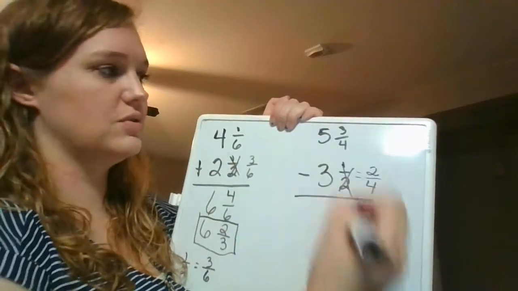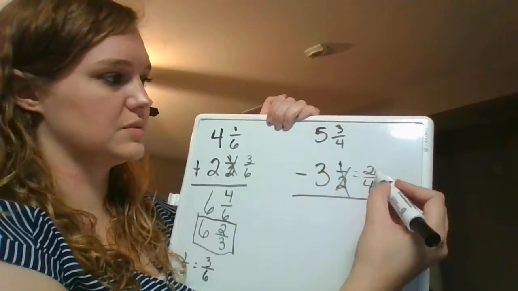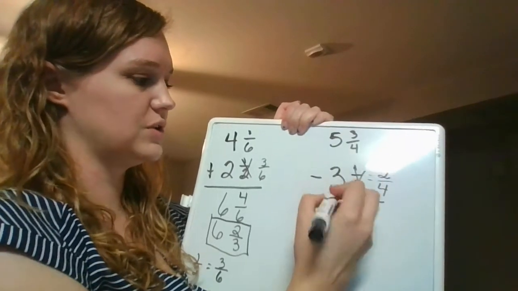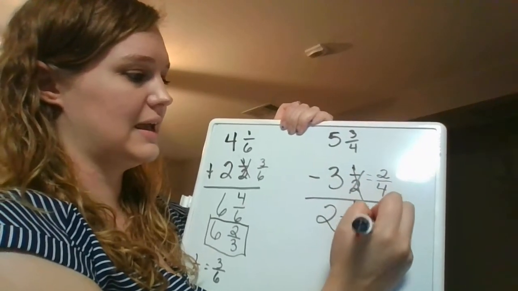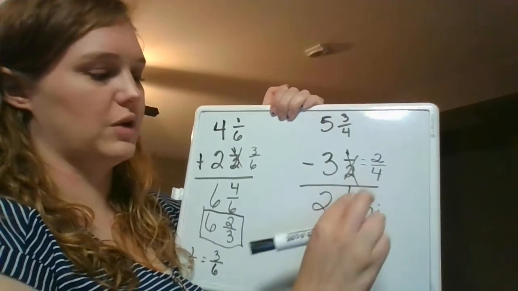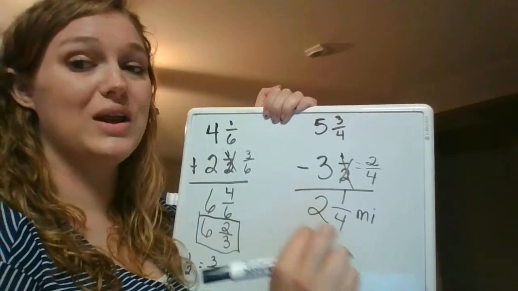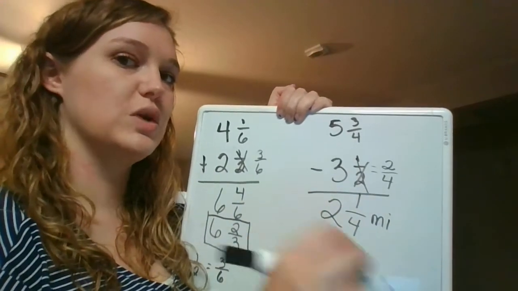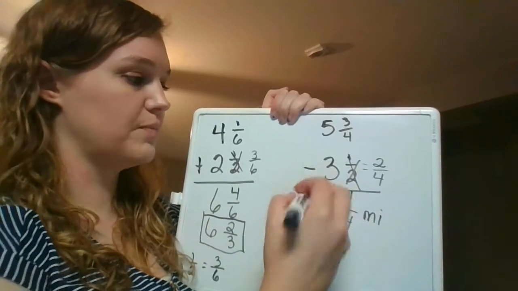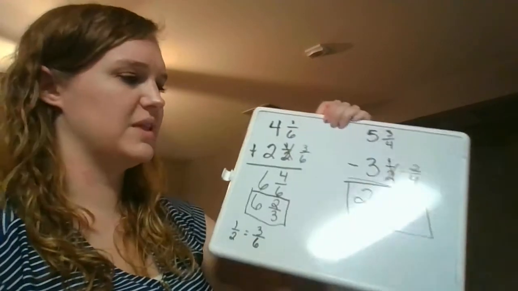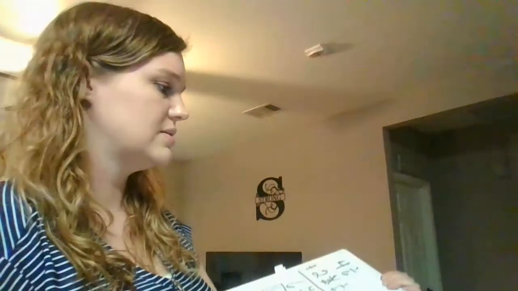Now, I have to do the fractions first. So 3/4 minus 2/4 is 1/4. 5 minus 3 is 2. And I can't reduce 1/4. If one is your numerator, you cannot reduce. So it's already in its simplest form. So there's our answer. So the only thing different from this lesson than yesterday is that we're adding in the whole numbers with the fractions, and we have to do that as well.